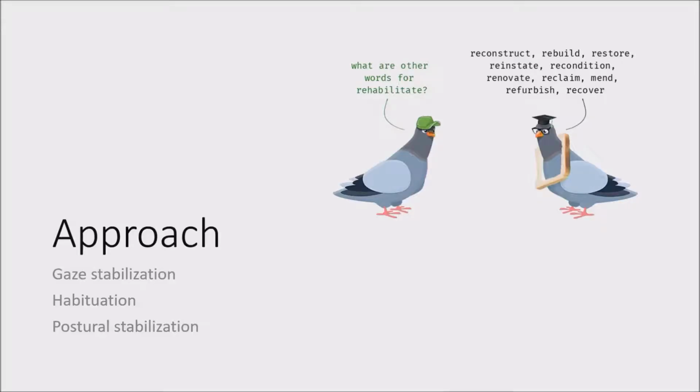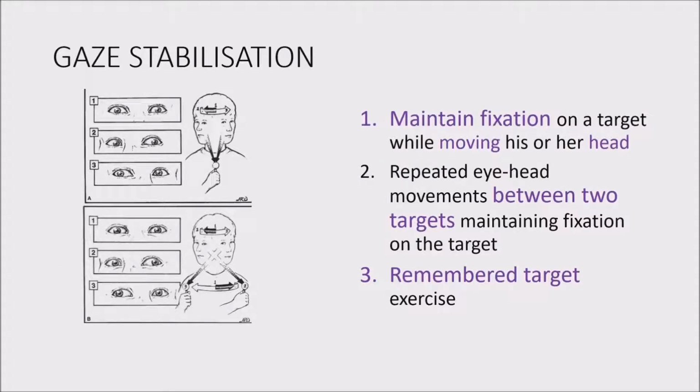The approach to vertigo has to be threefold: gaze stabilization, habituation, and postural stabilization. These three together constitute VRT. Dr. Bhatt spoke about gaze stabilization in the morning. He had very nice videos regarding this. There are three ways of doing gaze stabilization.